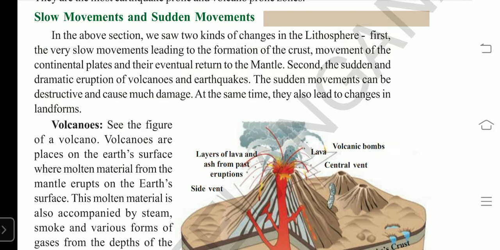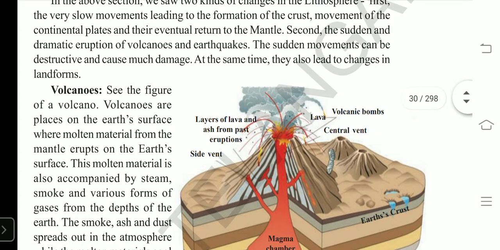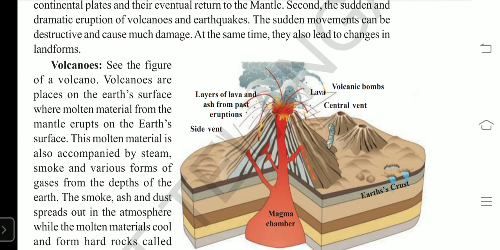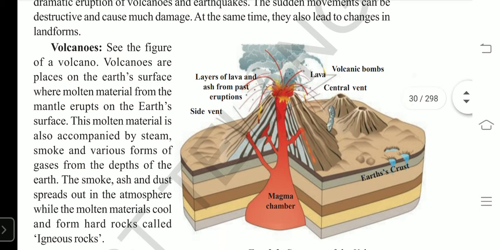Yes, this is action. Okay, dear students, what is that? We see that it is a volcanic eruption. See the figure of a volcano. What is meant by a volcano? Volcanoes are a place on Earth's surface where the molten material from the mantle erupts onto the Earth's surface.